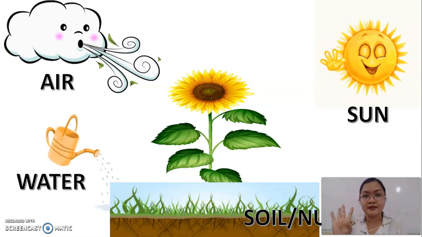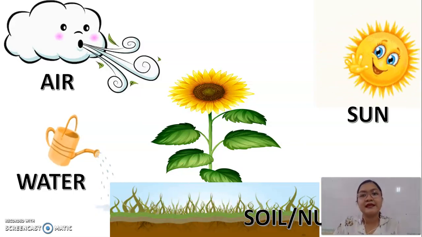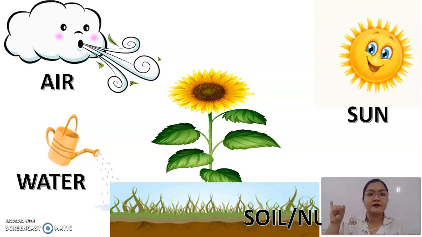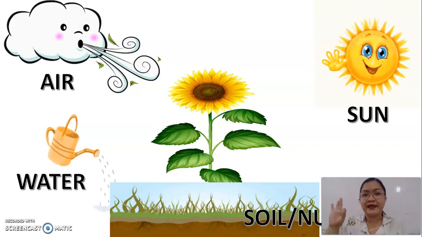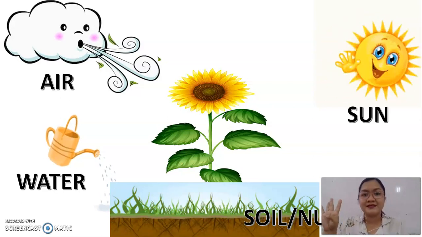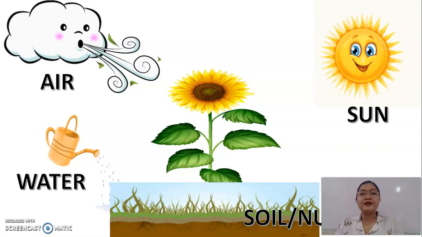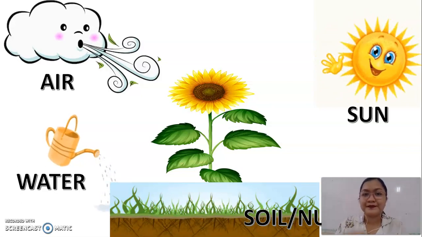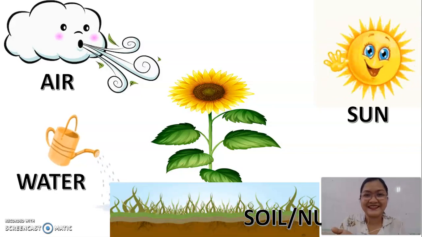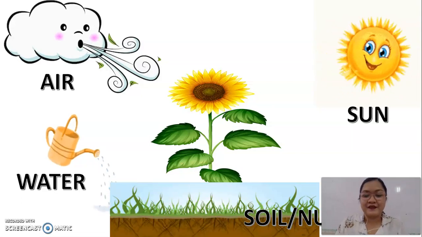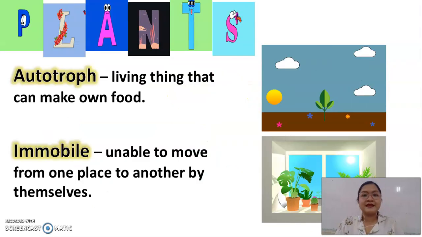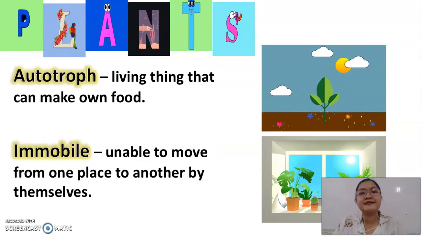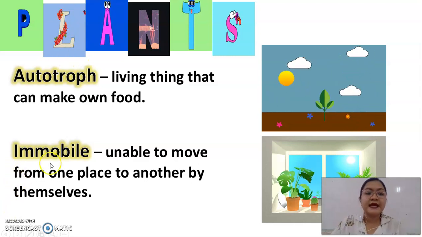Okay, again, when we say autotroph, these are the living things that need the sun, air, water, and soil. Very good. Again, can you repeat after teacher? Plants need the sun, water, air, and the soil. Very good. Can you give teacher an example of an autotroph? Very good.